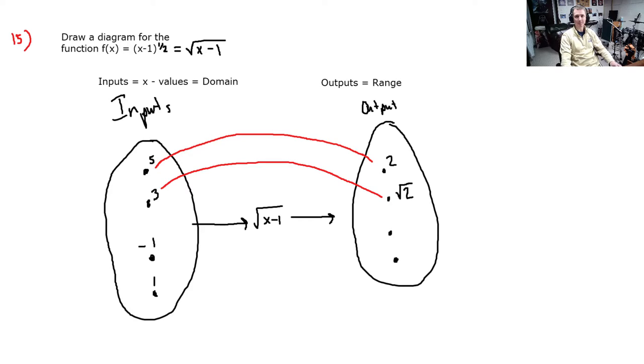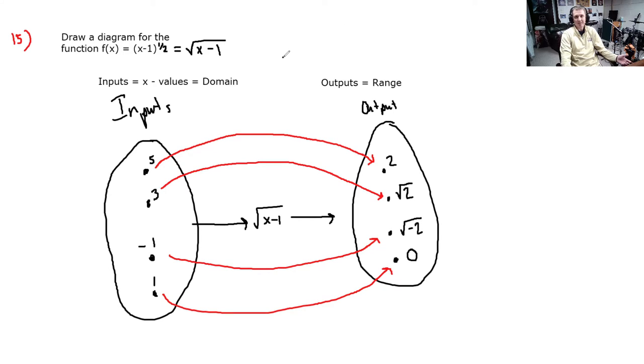How about negative 1? The square root of negative 2? That's exactly right. And you say it like there's nothing wrong with it. That's great. For me, there really is nothing wrong with that. We'll talk about that in a minute, maybe. How about 1? One gets sent to, or linked to, what? 0. Very good.